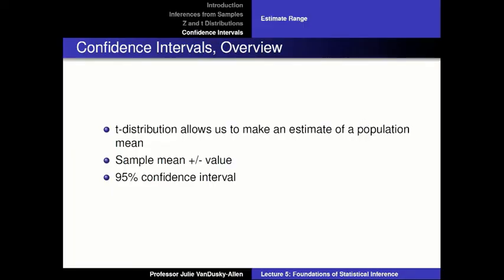Now I'm going to show you how to use the t-distribution to estimate a population mean. To do this, we will calculate a 95% confidence interval around a sample mean.